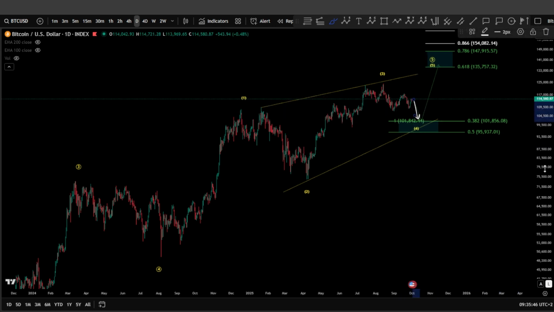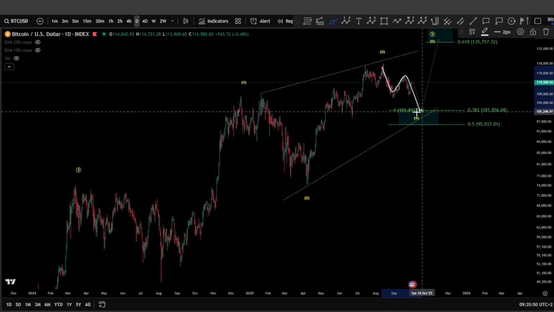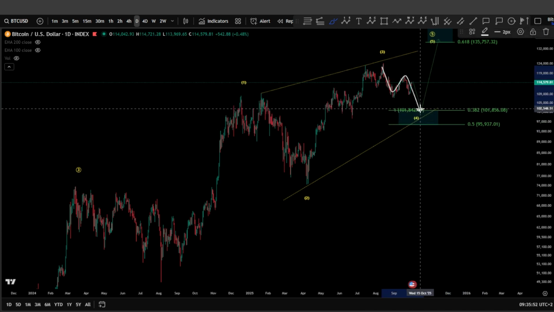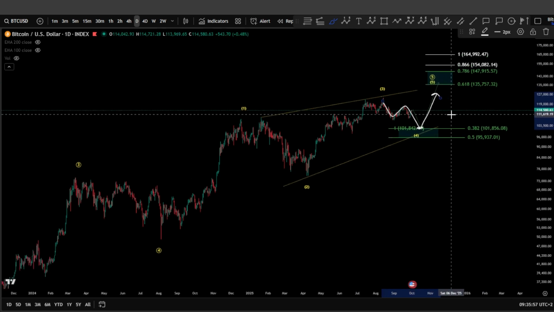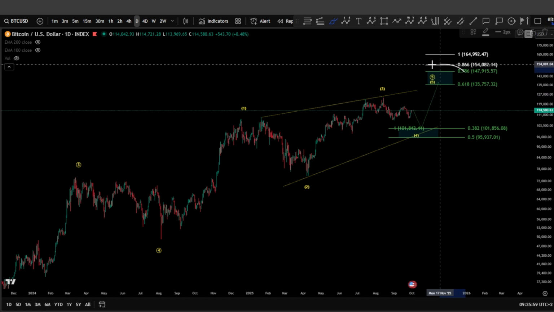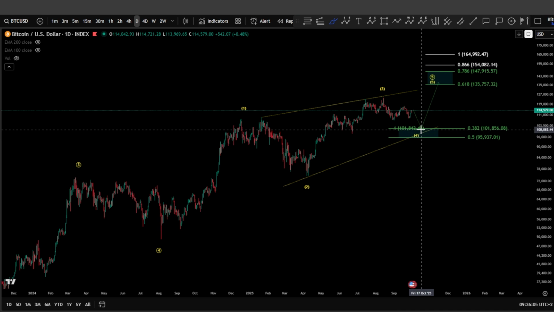And I'm looking for the blue box as an ABC at least in 1-to-1 fib level, 101K, and then moving toward the upside for a wave 5, as an ending diagonal, which might be in this blue box around the 135K, 147K.